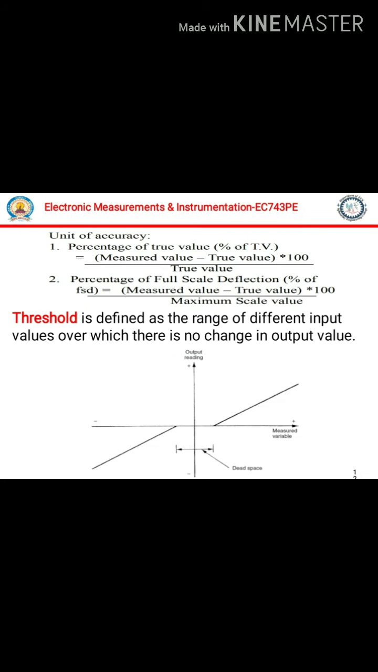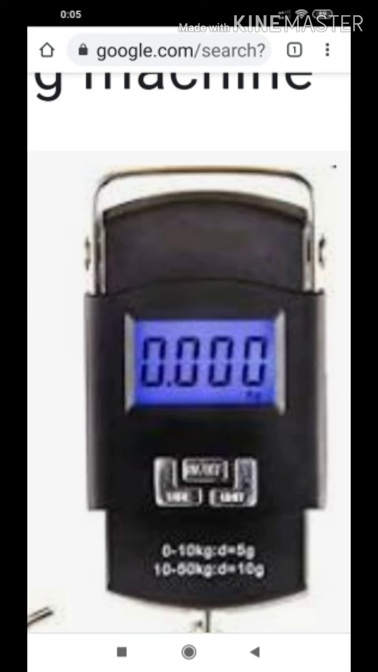Next is static performance characteristics. Threshold: as you know, threshold is the minimum input parameter till which the instrument doesn't respond. Suppose, for example, you take an electronic weighing machine. To get some change in the display you have to put some minimum weight. If you keep less than that minimum weight, you are not getting any output display on the electronic weighing machine.